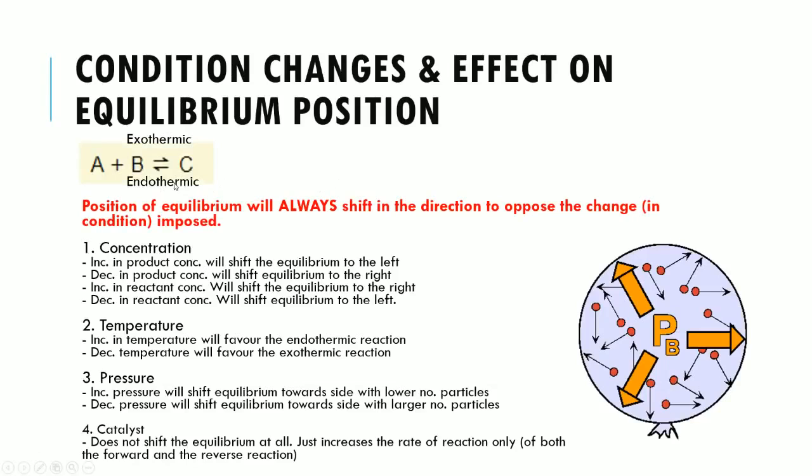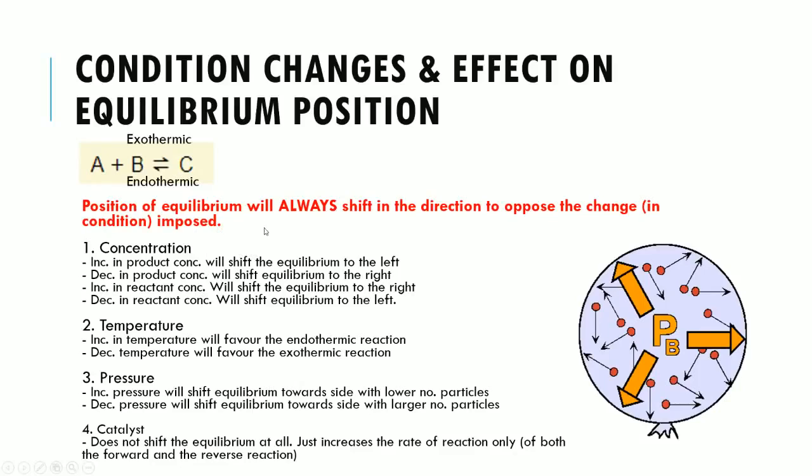For the sake of argument, we're going to say that A plus B gives C again. I've added some extra information. We'll say that the forward reaction is exothermic, whereas the reverse reaction is endothermic, and this is important. You'll see why later. But what's really important to understand here is that the position of equilibrium will always shift in the direction to oppose the change being imposed. So you'll understand what this means as we go through each of these examples.